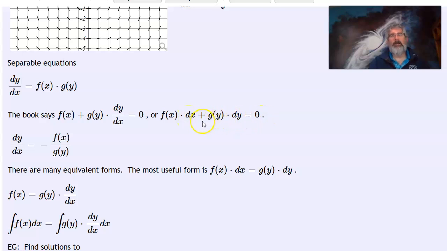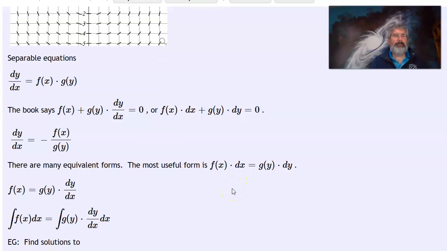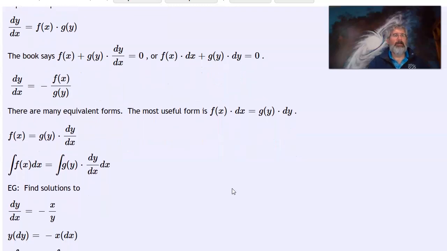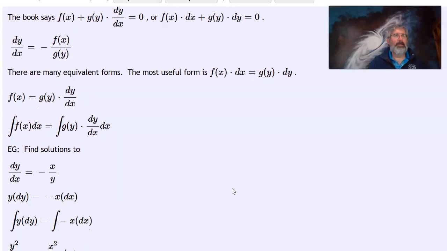This looks a lot like what we're aiming towards, because then you take the y's and move them to one side, or the x's to the other. However you define it, you can get them separated into a function of x times dx equals a function of y times dy. The goal is to get to the point where it looks like this. That's just the textbook; the way it defines it is a little bit different, but they're all equivalent.